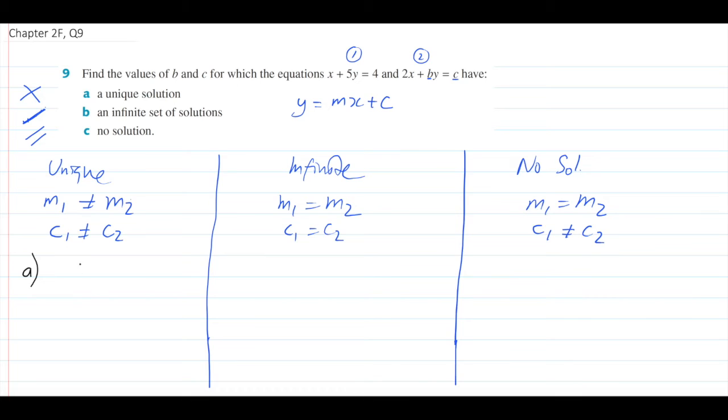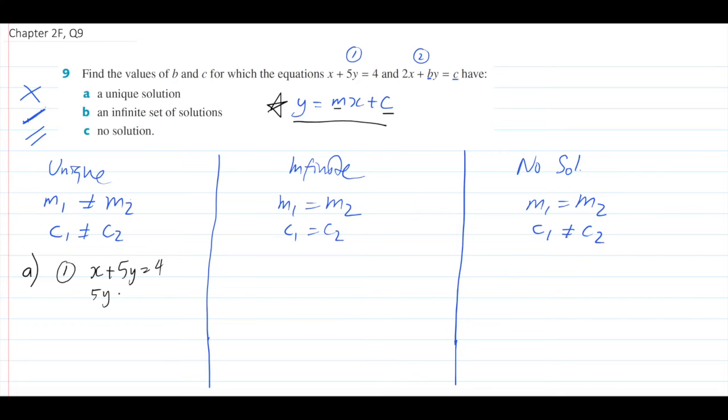Let's go. Part A, finding a unique solution. Well, if you want to use this criteria, guys, you need to make sure your equations, equation 1 and 2 here, are in this format, so that it's easy to see. So equation number 1 is x plus 5y equals 4, and I'm going to rearrange it so that it's in this format right here. This is very important. You need to arrange into this format so it's easy for you to determine what the m, the gradient, and what the y-intercept is, okay?